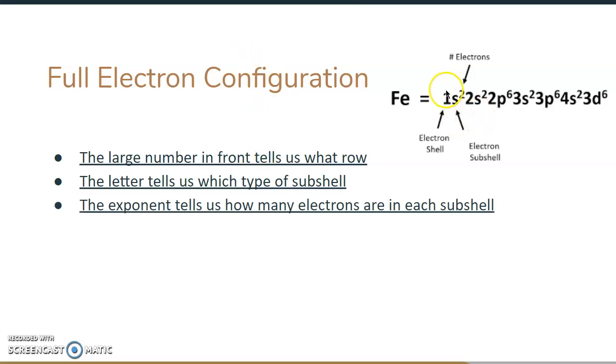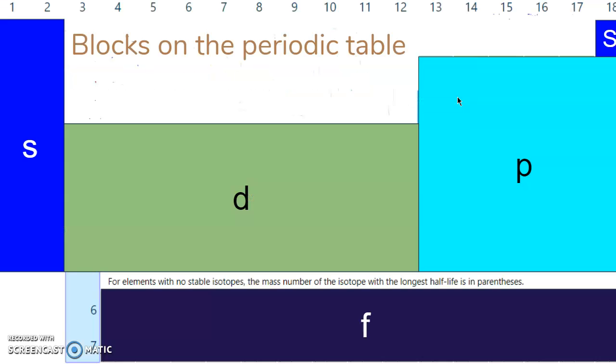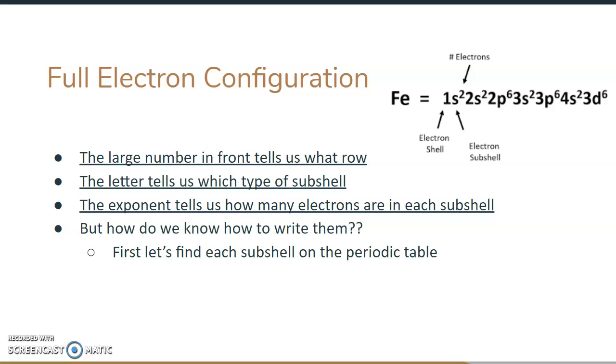The large number in front tells us what row we're in. The letter tells us what type of subshell, so either S, P, D, or F. And the exponent tells us how many electrons are in each subshell. But how do we know how to write them? Let's first find each subshell on the periodic table.